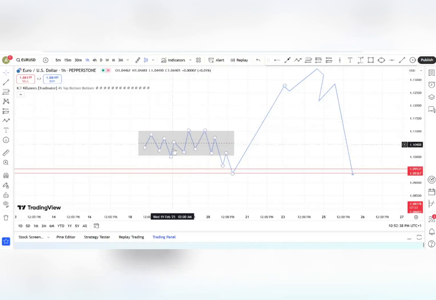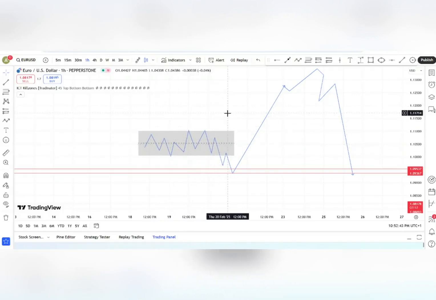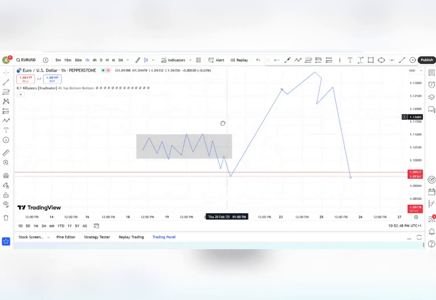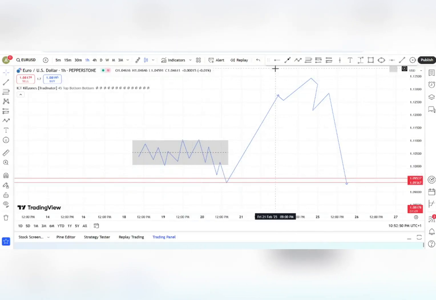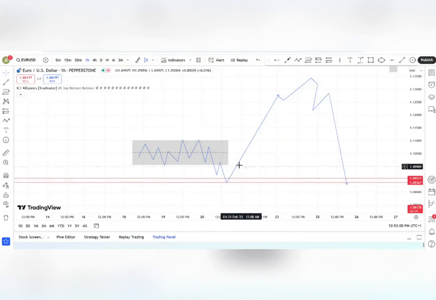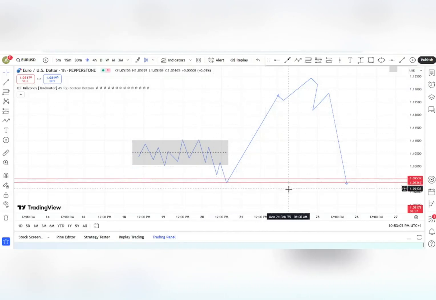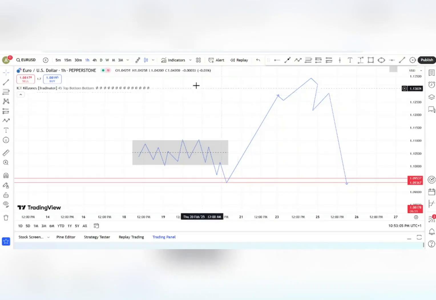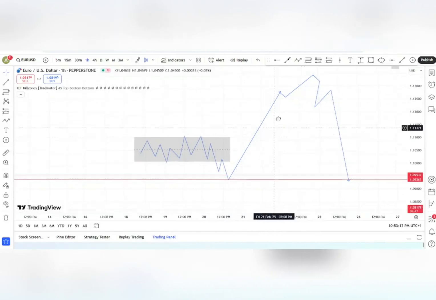So after this accumulation phase, according to ICT, there is going to be a manipulation phase. The manipulation phase is a false move, and this is the concept. If price wants to go up, it will first of all go down. If price wants to go down, it will first of all go up. What is it going up to do? It's going up to take liquidity to fuel it to go down. If the market wants to go down overall, it will first go up, take liquidity to fuel it to go down. Alright, so this is the concept.